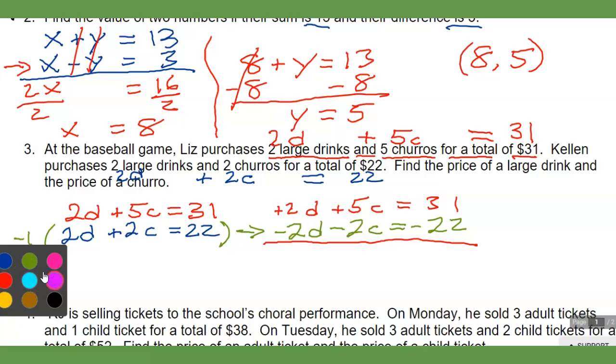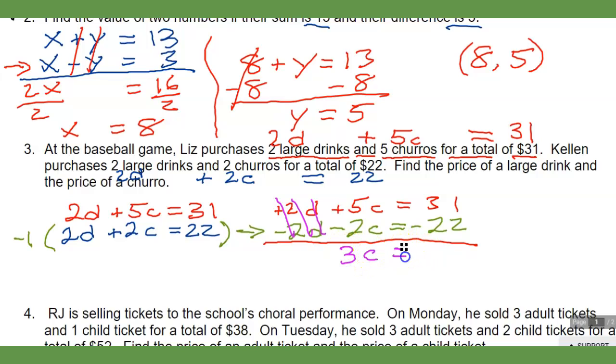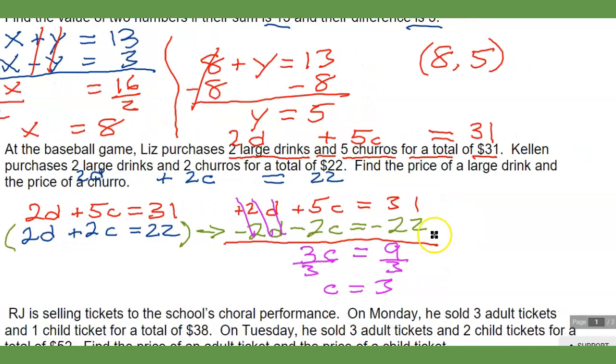So you notice this is not really different from what we did on Friday and over the weekend, right? Pretty much the same thing. So 5 minus 2 gives us 3. 31 minus 22 is 9. 3 times what equals 9? That'd be 3. So 3 churros. How much does a drink cost?